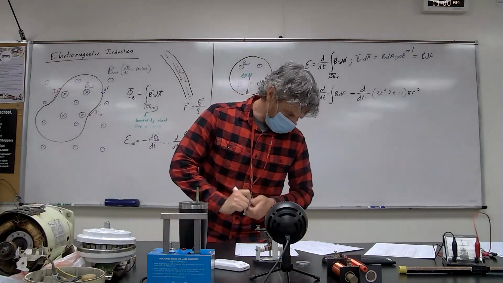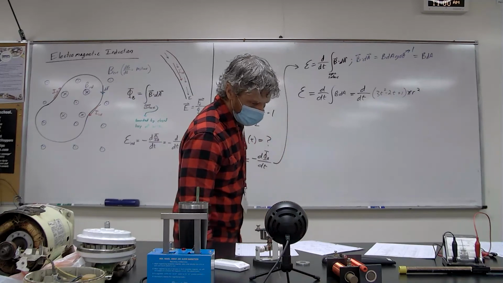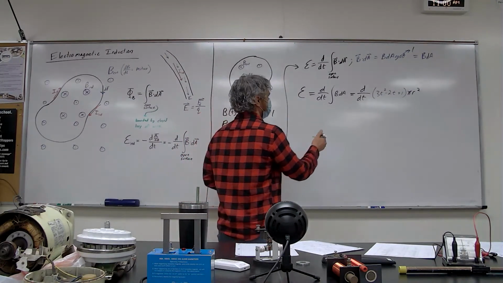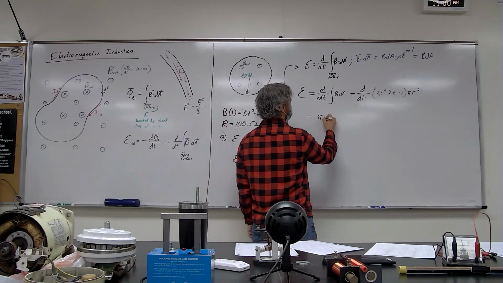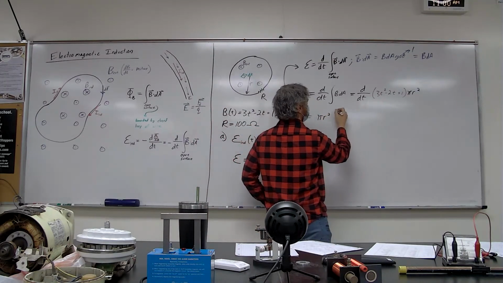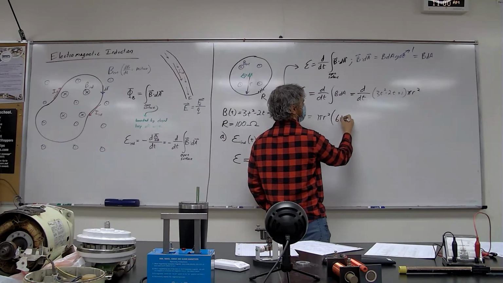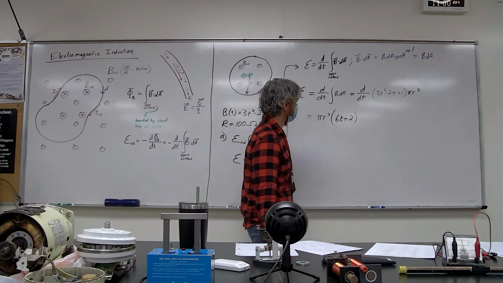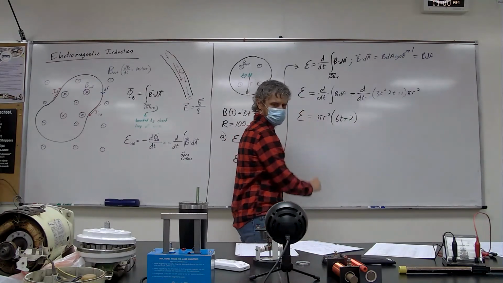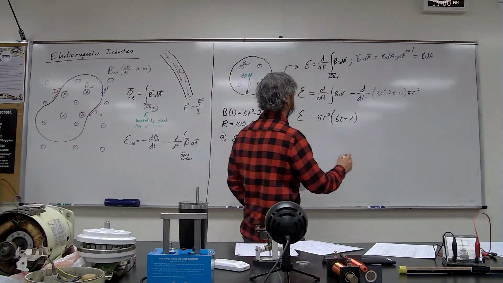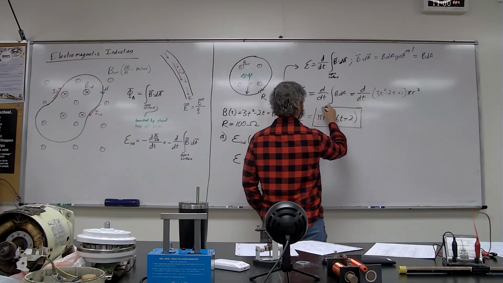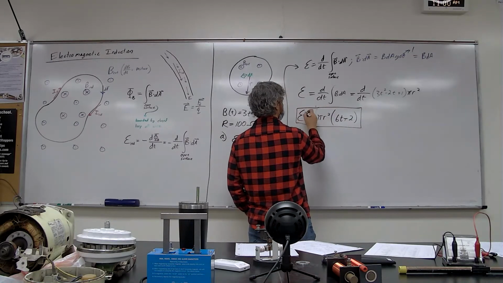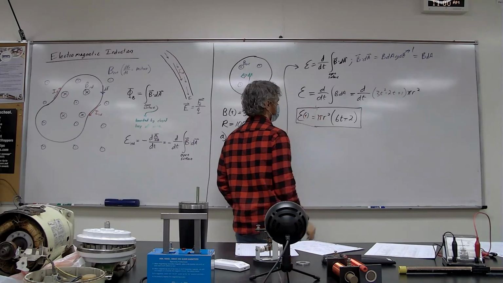I'm doing this right, aren't I? I hope so. It's just area, right? And so that's going to be pi r squared times the derivative of this, which is 6t minus 2. Right? And so that is my induced EMF as a function of time. So I could write epsilon as a function of time equals that.